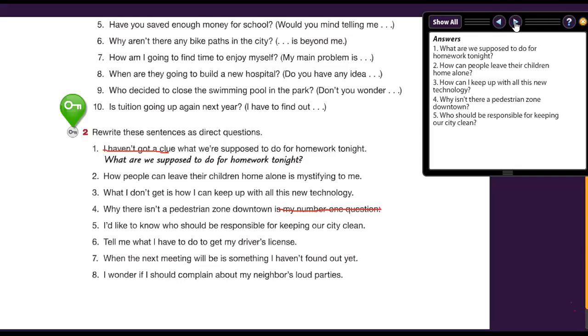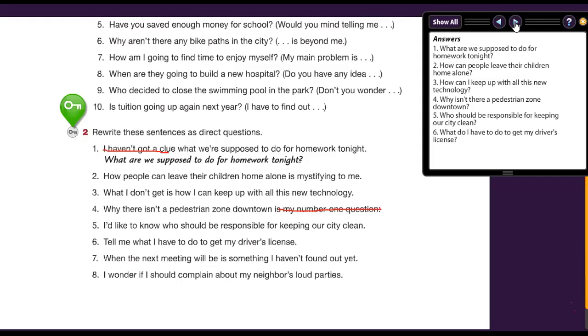Question 4. Remember that this is put in like a simple and complex question 4. So you have to put it in direct question. Sixth. What I have to do to get my driver's license? What do I have to do to get my driver's license?